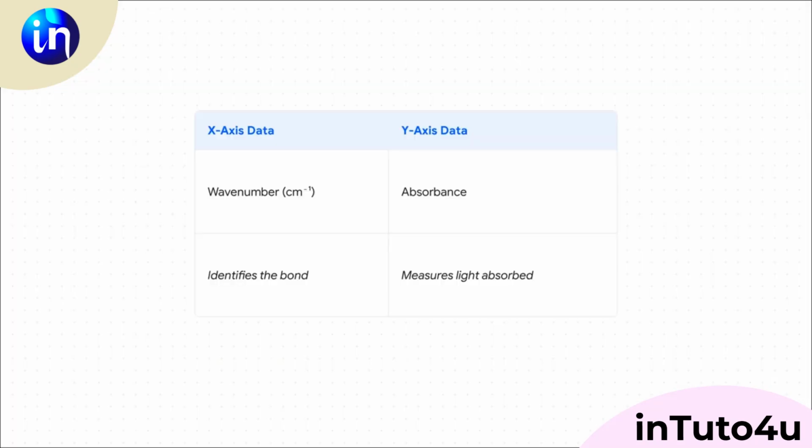And here's the best part. The data itself is actually really simple. Your data file is almost always just going to have two columns. Your x-axis is the wave number, which tells you what kind of chemical bonds you're looking at, and the y-axis is absorbance, which tells you how much light that bond soaked up. That's it. Just these two columns are all we need to get started.